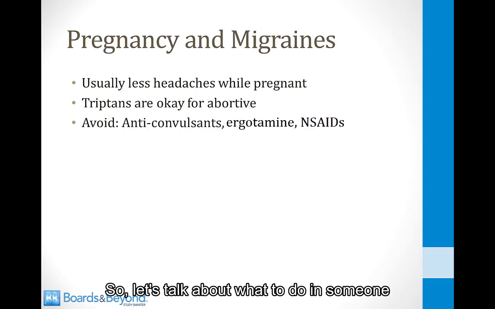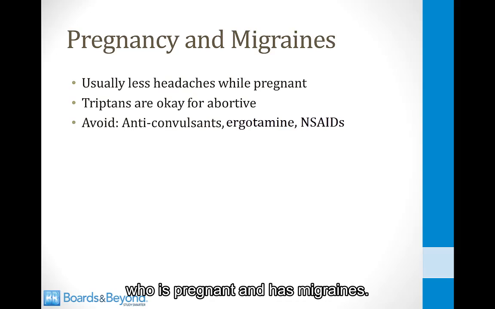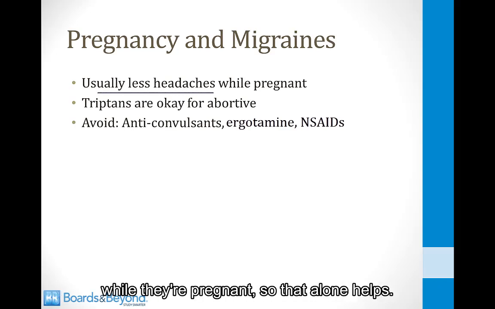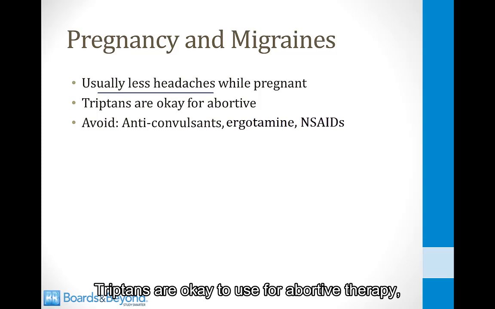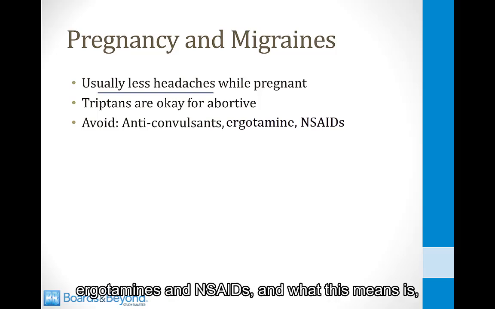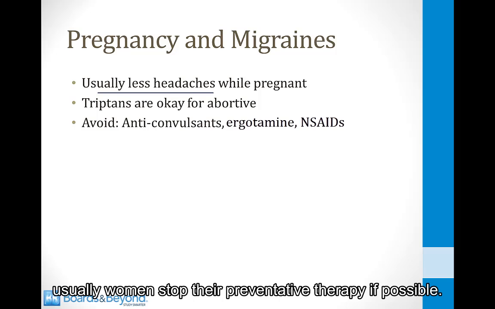So let's talk about what to do in someone who is pregnant and has migraines. Well, the good news is usually women have less headaches while they're pregnant, so that alone helps. Triptans are okay to use for abortive therapy, but generally you need to avoid anticonvulsants, ergotamines, and NSAIDs. And what this means is usually women stop their preventative therapy if possible.